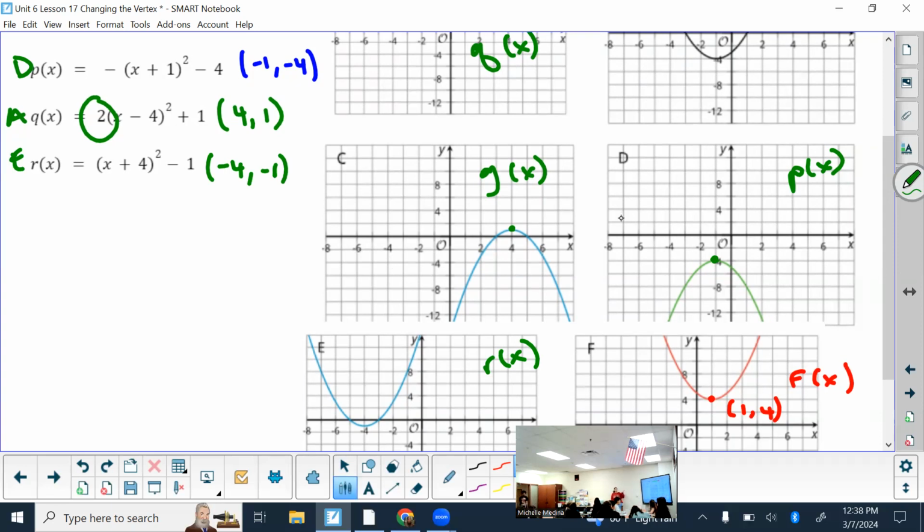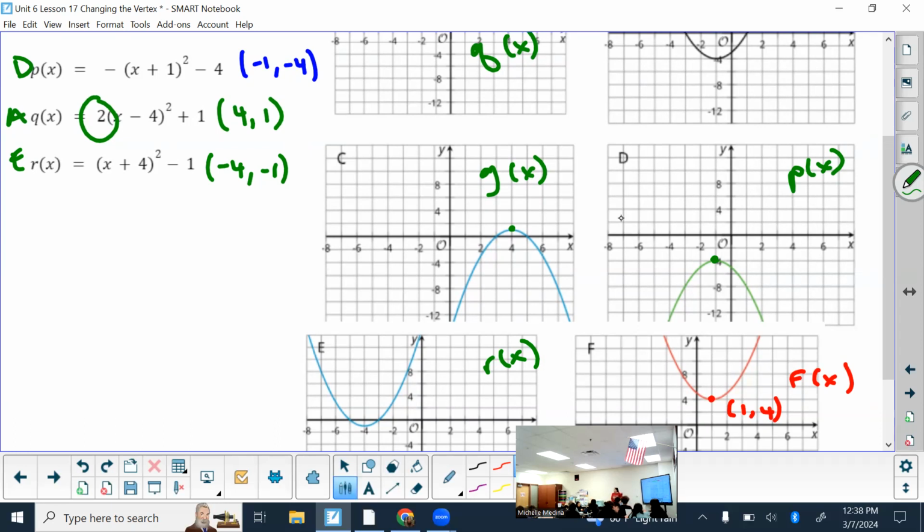So this one was supposed to be tricky because they all have 4s and 1s. But you can tell based on the vertex and what way it opens, which one is the true match. And then on your test, of course, you could use Desmos to check your answer, but you need some of those fluent skills as well.